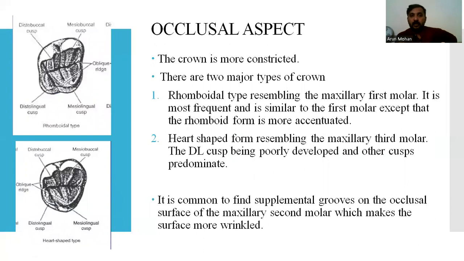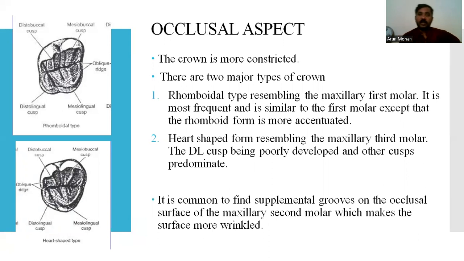Occlusal aspect: most of the features we discussed in the maxillary first molar can be appreciated here also, except for the cusp size. The crown of the second molar is more constricted, and there are two major types of crown structures seen from the occlusal aspect of the maxillary second molar.